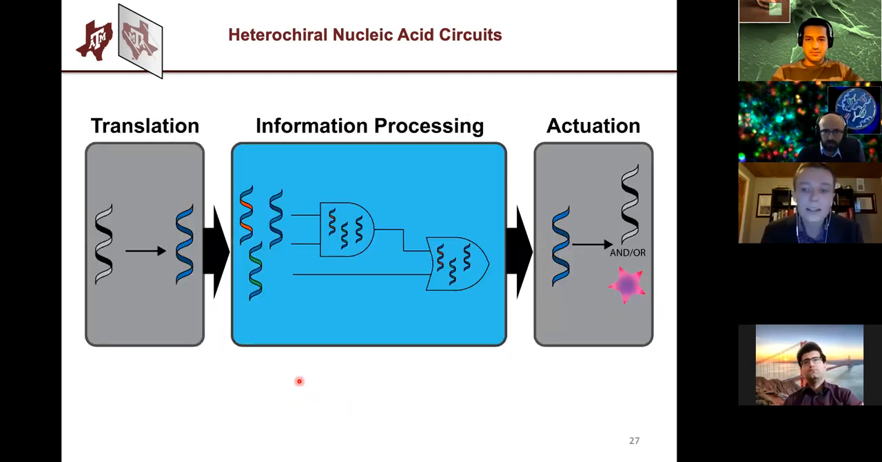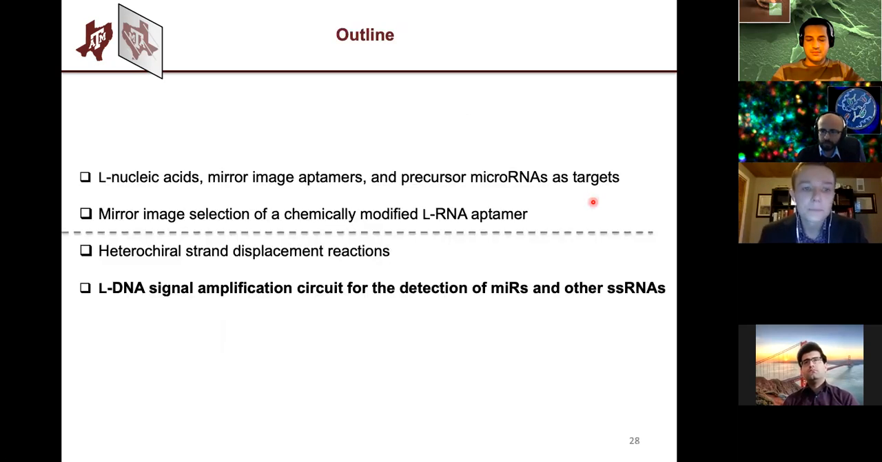So, getting on to the final portion of my talk, we want to be able to translate information from D to L, do this information processing in L, and then switch back either with an L diagnostic, like an L reporter, or switch back into the D stereochemistry and release a D therapeutic, such as an antisense oligonucleotide, aptamer, et cetera, that can go on to interact with things inside of a cell.